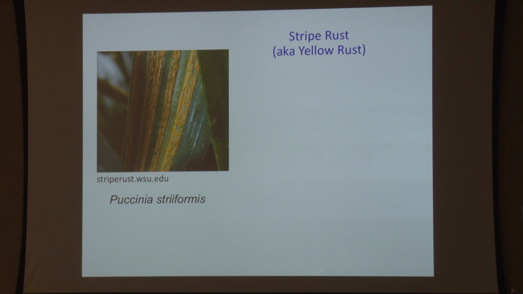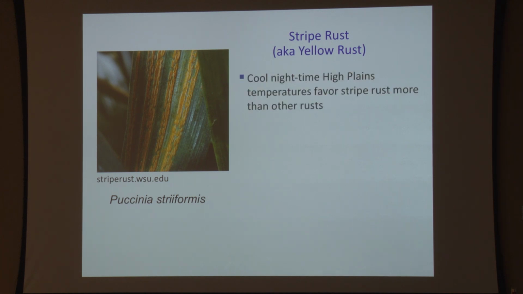Okay, now I'd like to give an example from Colorado. This is largely information from Scott Haley. Stripe rust is the particular rust that is important here, Puccinia striiformis, and the picture indicates why stripe rust is an appropriate name, also called yellow rust. The cool night temperatures here favor stripe rust over the other rust. So really we don't see much in the way of stem rust or leaf rust.